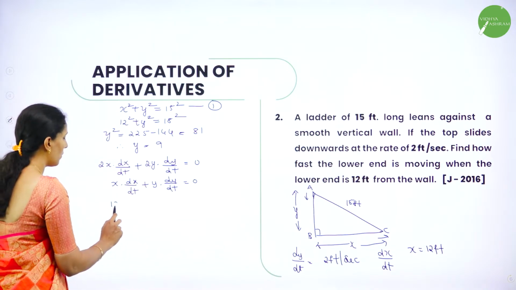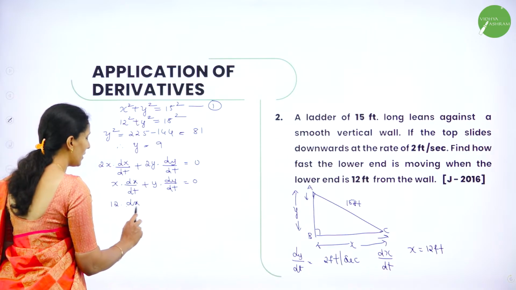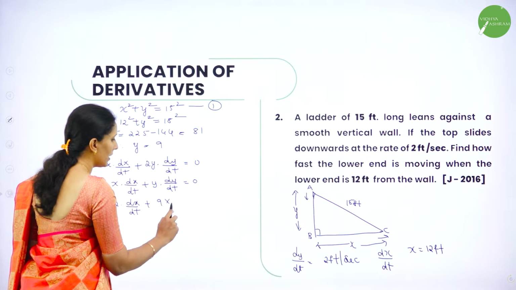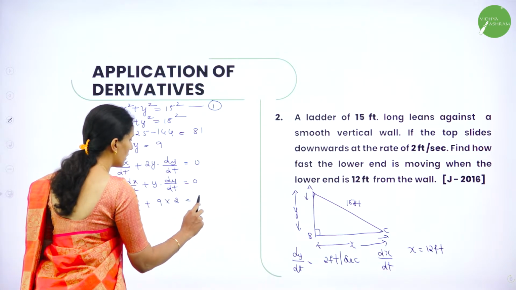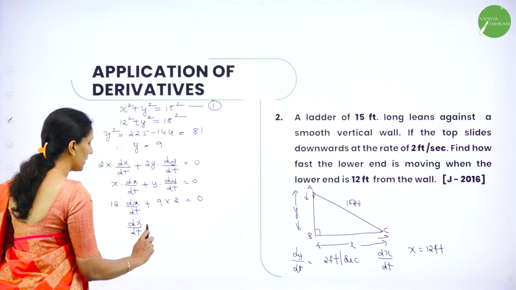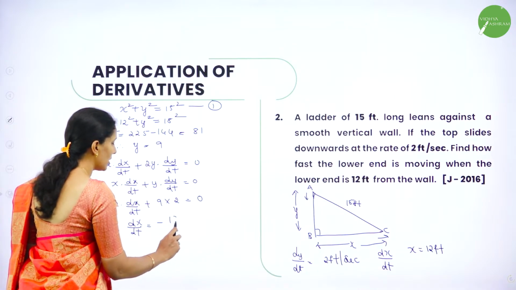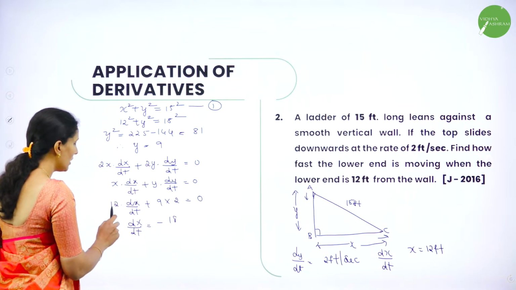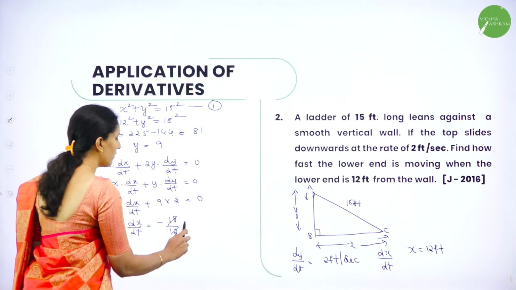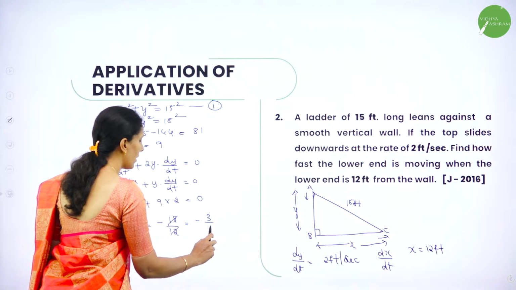Given x is equal to 12, dx by dt, y we got it as 9, dy by dt is given as 2 is equal to 0. We get dx by dt is equal to minus 18. 9 2s are 18, we can shift here. 12 we can shift here. So divide by 12. So after dividing it, we will get minus 3 by 2.